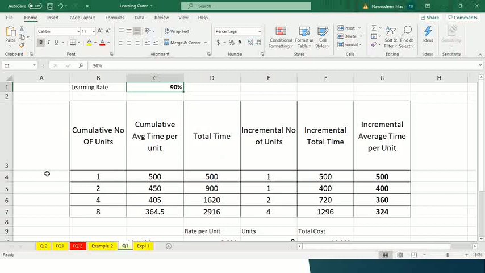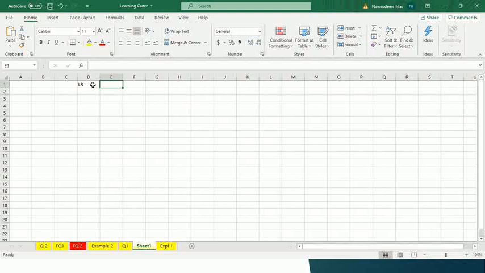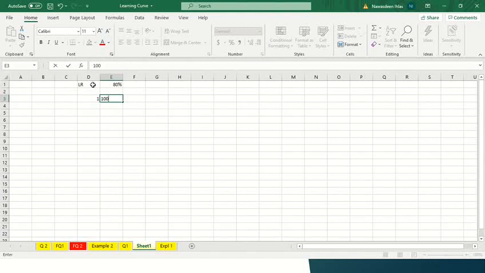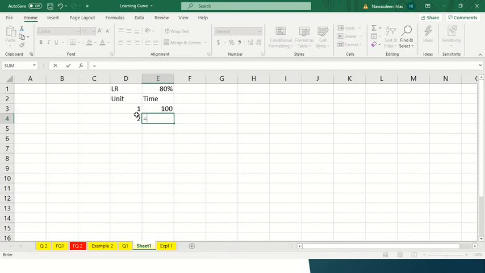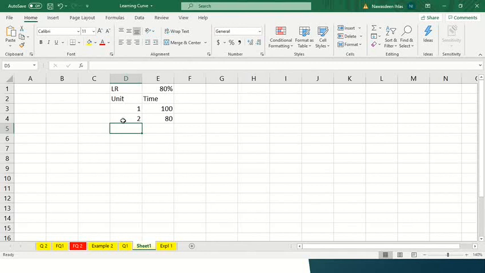So here you can see, if learning rate is 80%, let's say for the first unit he needs 100 minutes. Here for the first unit 100 minutes needed. So here, if learning rate is 80% means their time will be reduced. So the second set here, they need only 80 minutes. So here output is getting doubled.